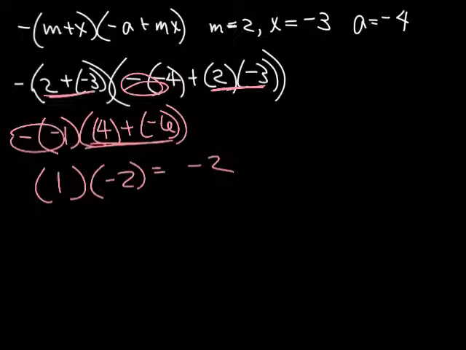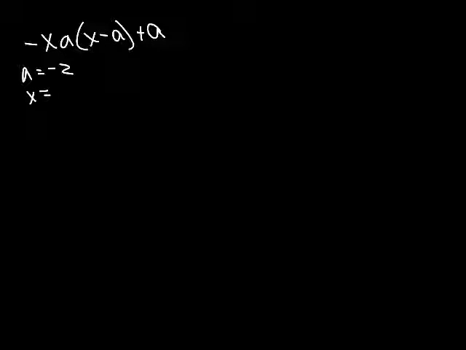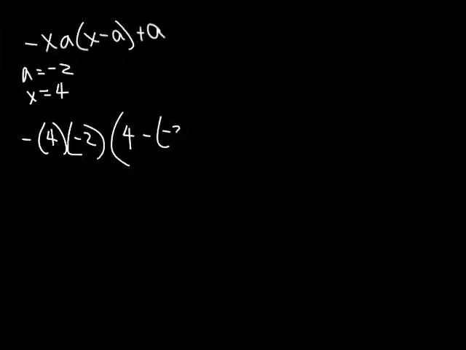All right, that brings us to our last example for lesson 14. The last one is negative x times a, multiplied by x minus a plus a. And we're going to say that a equals negative 2, and x equals 4. Okay, so negative, and then we're putting 4 in for x. A is negative 2. Now we're going to take x and put 4, and we're going to put a minus negative 2.